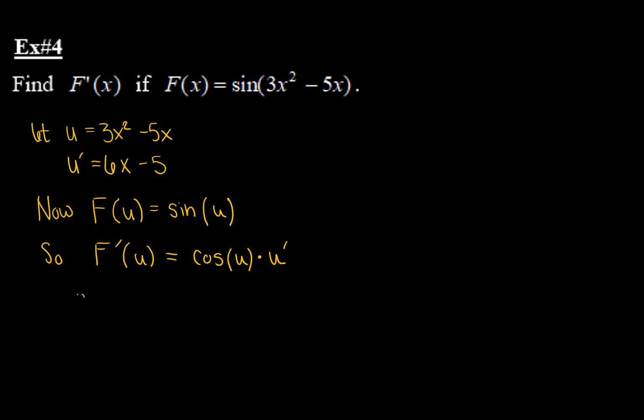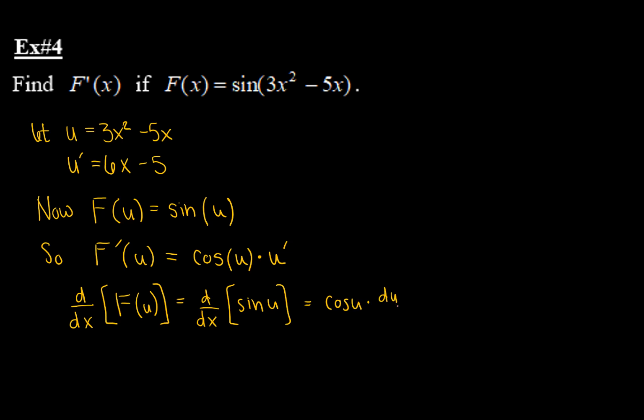Another way to think of this is if I am taking the derivative with respect to x of f of u, what I'm going to do is I'm going to take the derivative with respect to x of the sine of u. And the derivative of the sine is the cosine. But the derivative of u with respect to x isn't 1. So that du dx, that's that u prime.